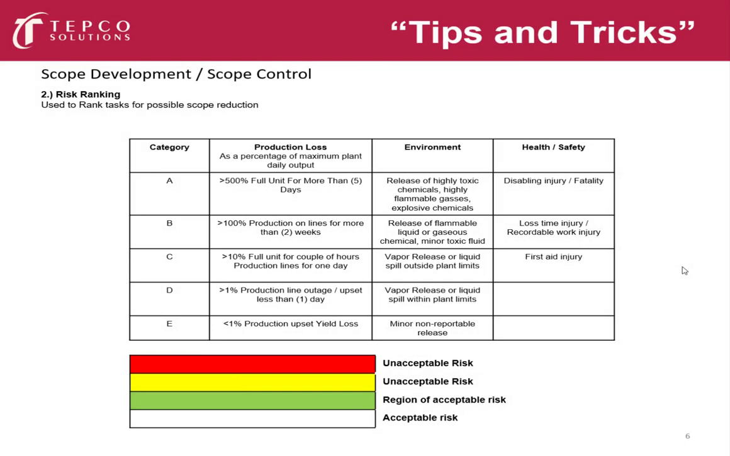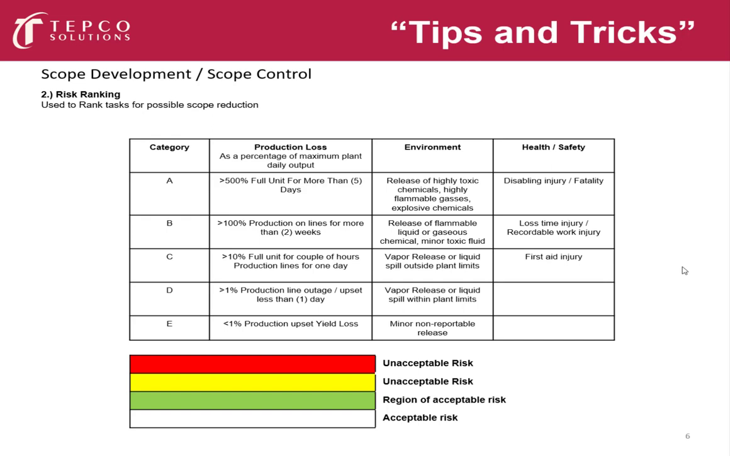So also a part of the risk ranking here, we use the risk ranking, of course, to rank the task for possible scope reduction. Now, you'll notice the categories here. These match up to the matrix index we just looked at on the previous slide. Across the top here, we have the production loss, environmental, health, safety factors. Now, these are the factors that are used to determine the risk matrix.